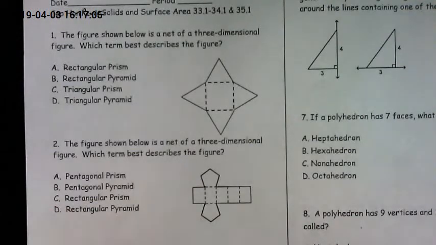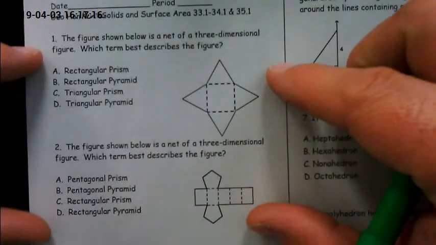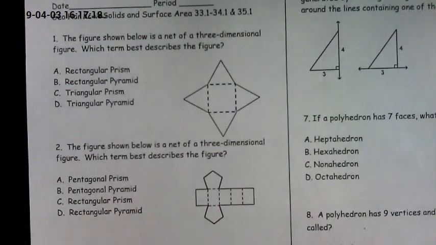Okay, so on the review, I'm going to go through every single one of these questions real quick. Some of them I'll spend more time on than others, but again, you need to know the names and how to name each one of these shapes. So on the first part, you're naming it based off of just being given the net.